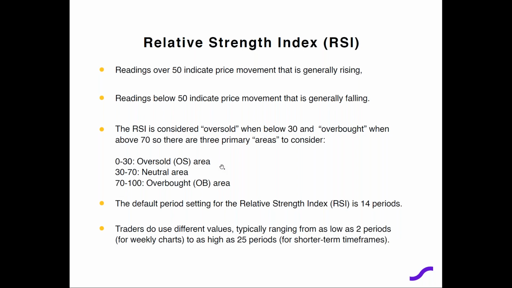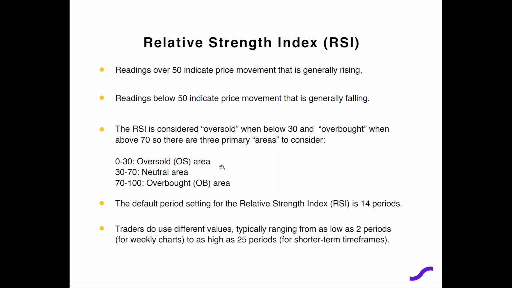Relative strength index. Readings over 50 indicate price movement that is generally rising. We'll go through those levels. Readings below 50 indicate price movement that is generally falling. So the RSI is considered oversold when below 30 and overbought when above 70.